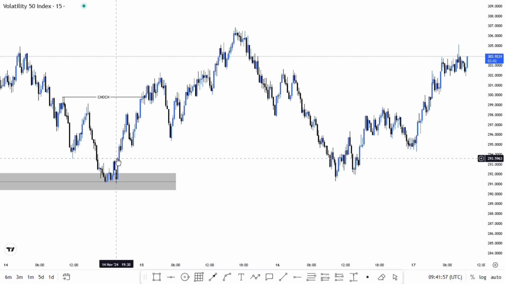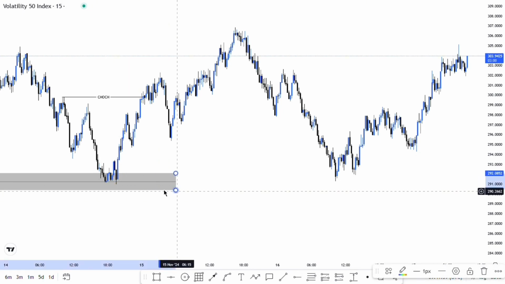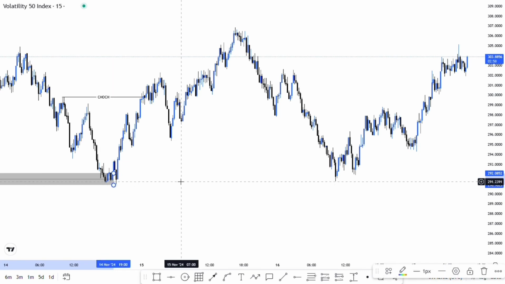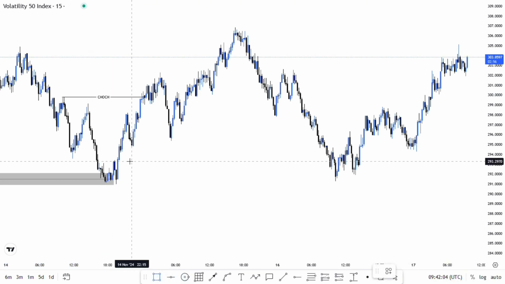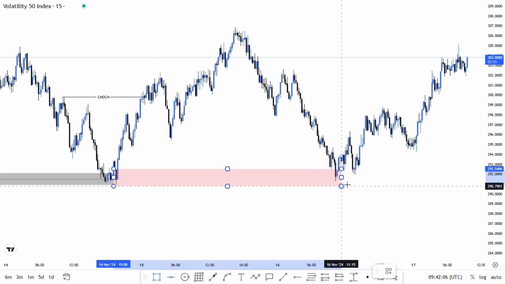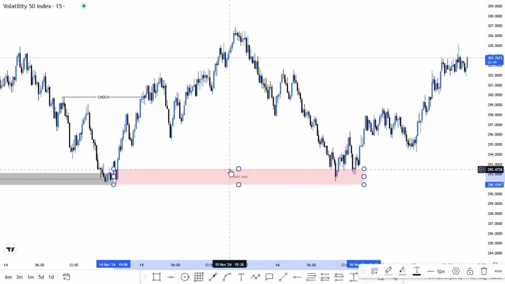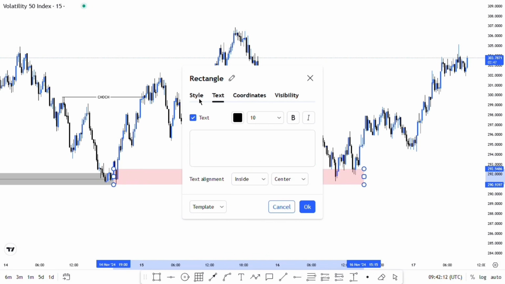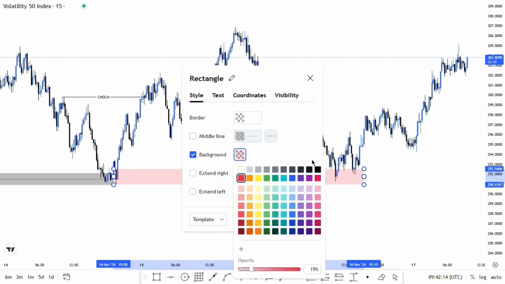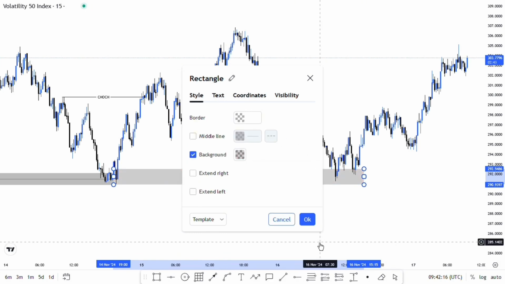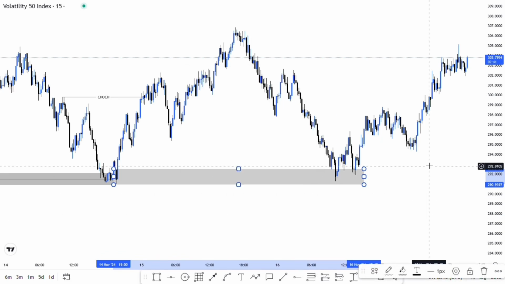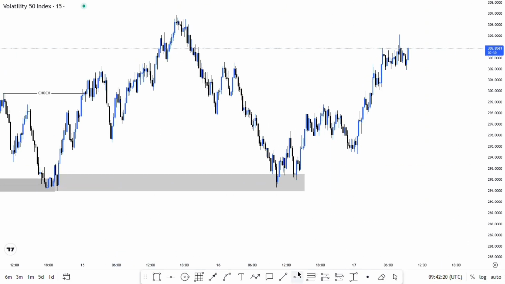After getting that change of character, I had to wait for price to come back to my origin, which was this area right here. As you can see, once price tapped into my origin, it spiked up and started moving to the top side. And my entry point was right at this point.